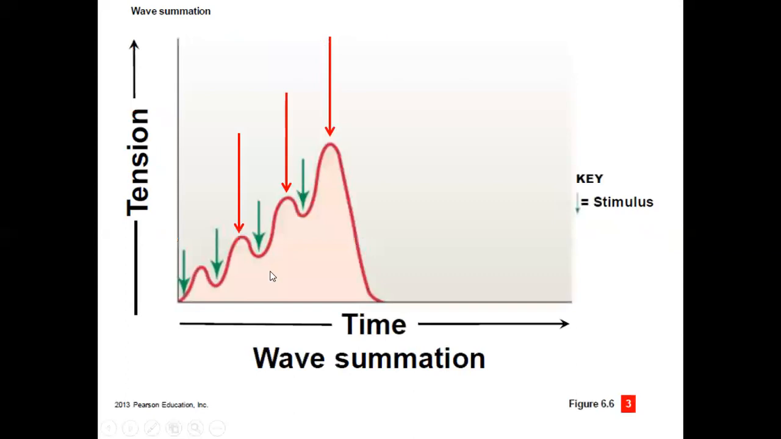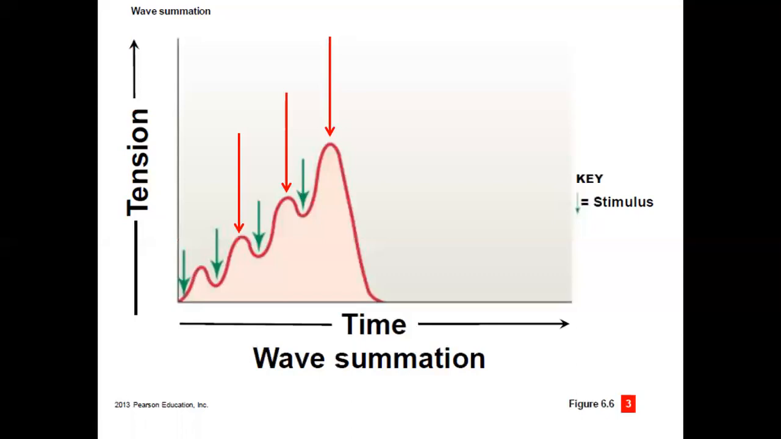And here's what it looks like. So the muscle hasn't had time to relax here, but then you stimulate it again, and you get a bigger force of contraction. And then you allow the muscle to relax a little bit, and then you get stimulated again, bigger force of contraction. And you allow it to relax just a little bit, but not completely, and then you stimulate it and get an even bigger contraction. This is called wave summation, and what that does is it allows the muscle to generate more force by stimulating it more frequently.